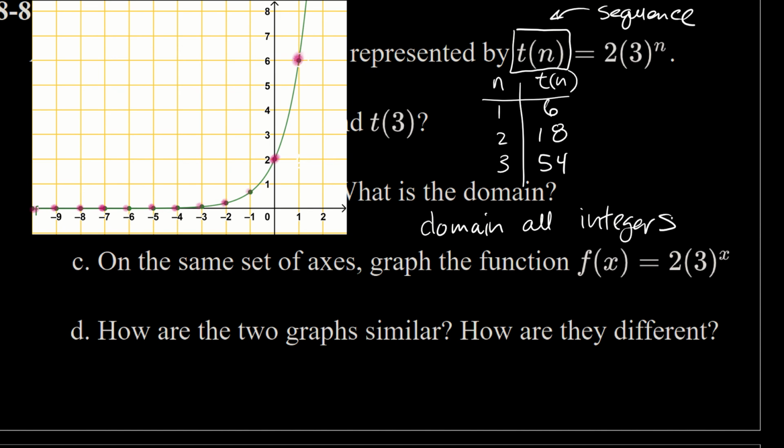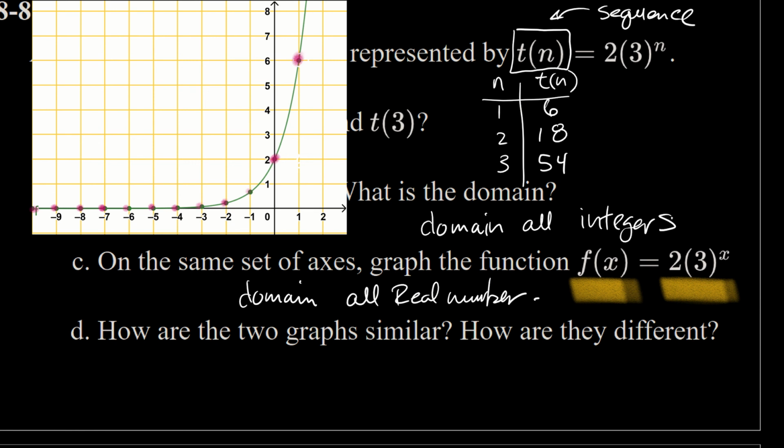And then we flip it down here and we leave the sequence notation. Now we're saying, okay, consider the function f of x equals 2 times 3 to the x. Exact same rule, but now because we're talking about a function, we're no longer restricting our domain. Our domain is not restricted to the integers. And now, because it's a function, our domain is now all real numbers.